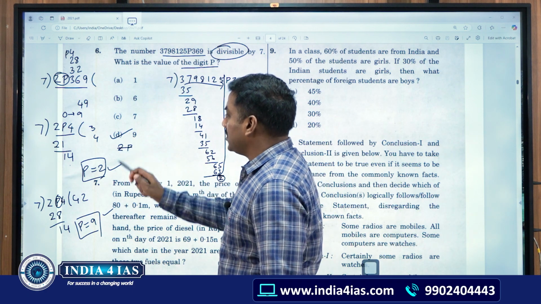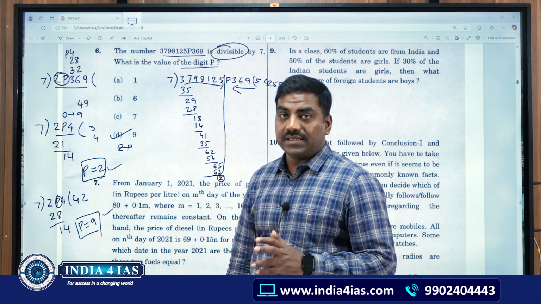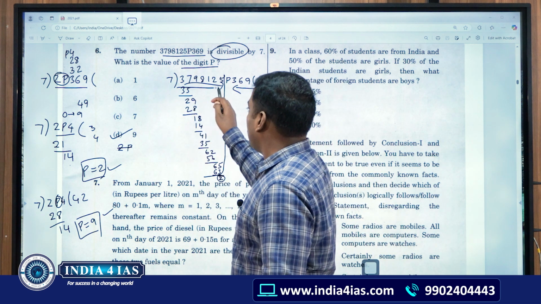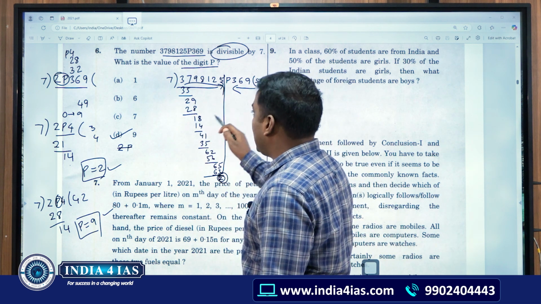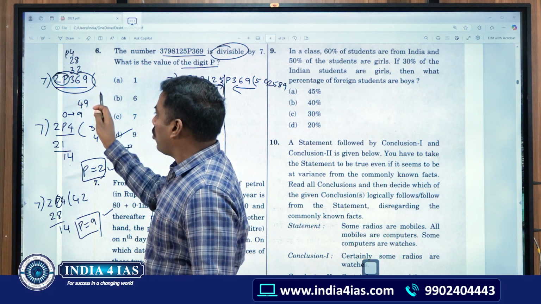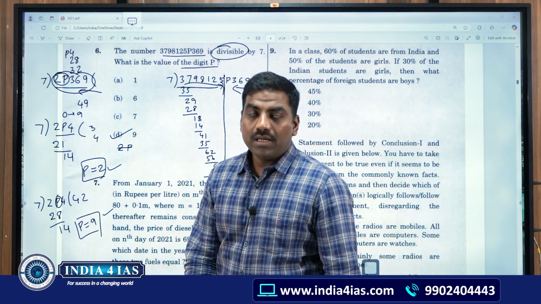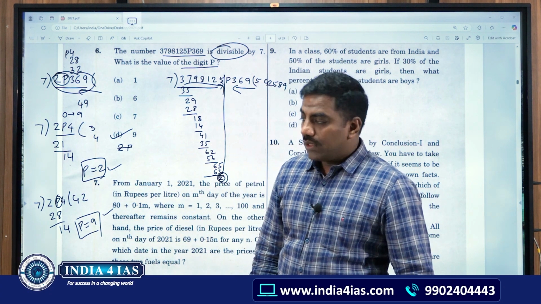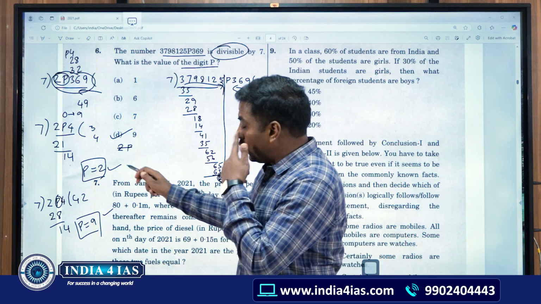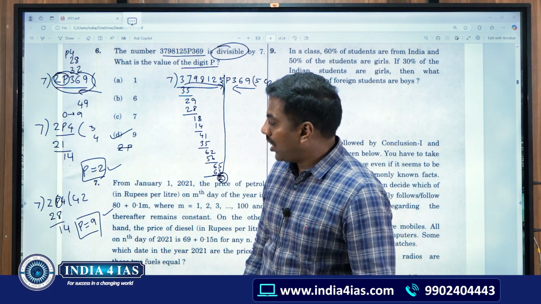Now among the given options, P is equal to 9. This is not easy. You have to go frontwards and look at the remainder, get this number and go backward. Then try to solve. So totally you will get two values for P, either 2 or 9.